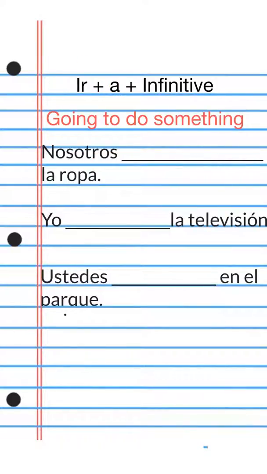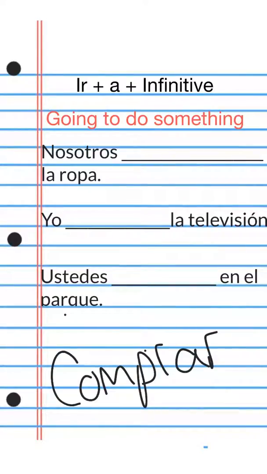So let's go ahead and try to communicate these three sentences using the immediate future and the grammar formula ir plus a plus infinitive in order to communicate that someone is going to do something. For the first example, nosotros, and then la ropa, we would have to communicate the idea that we are going to buy the clothing. I'm going to give you a hint that the word to buy, in case you are not aware, is the word comprar. So how would you create this sentence in order to show that we are going to buy the clothing?